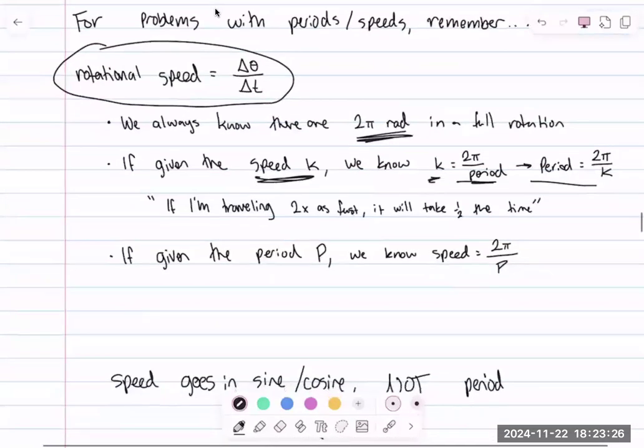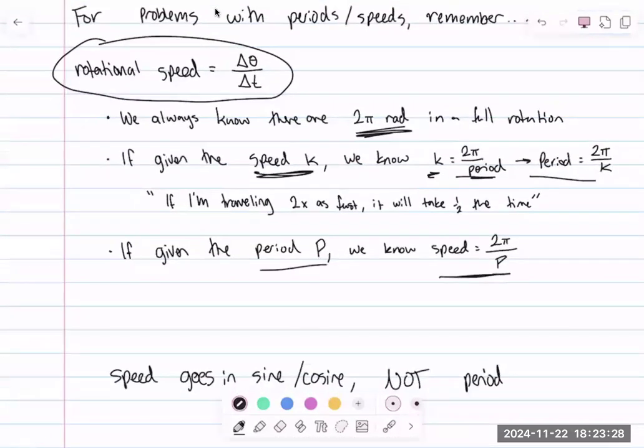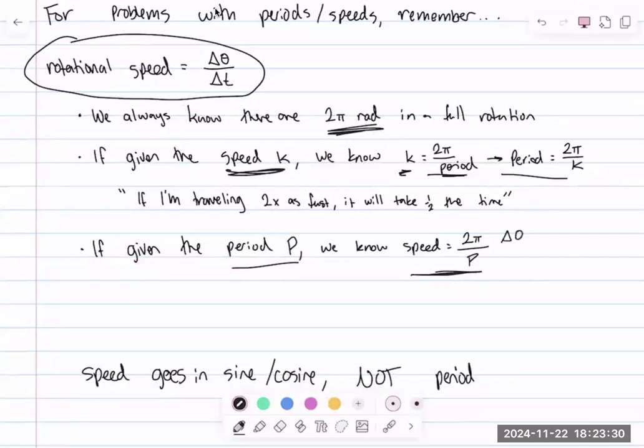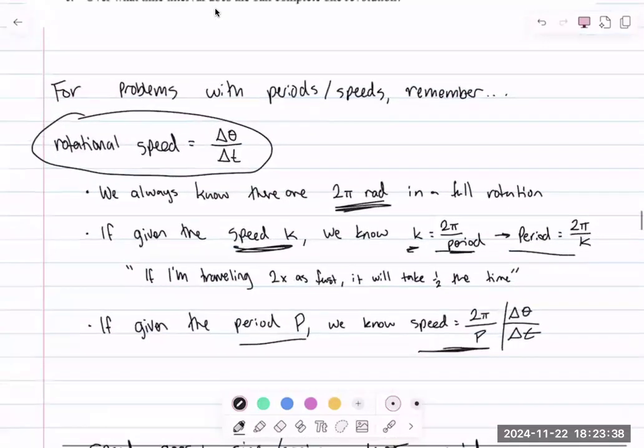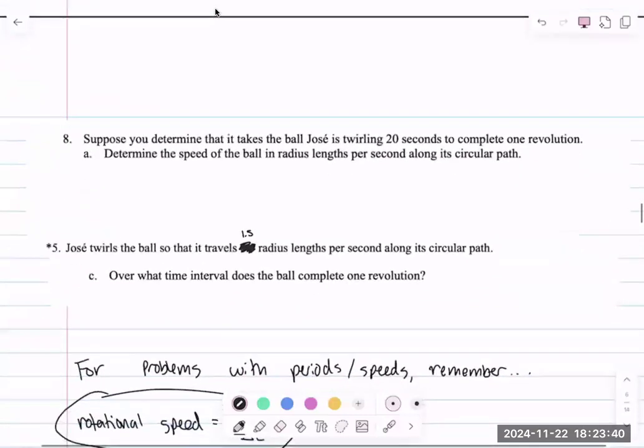If I'm given the period, then I know that speed is going to be just 2 pi divided by my period. This is my change in angle. In 1 rotation, I changed by 2 pi. And the time it took, well, that was my change in time, which was 1 period. Okay. So with that in mind, let's try to solve these. So pause it, try to figure it out yourself.